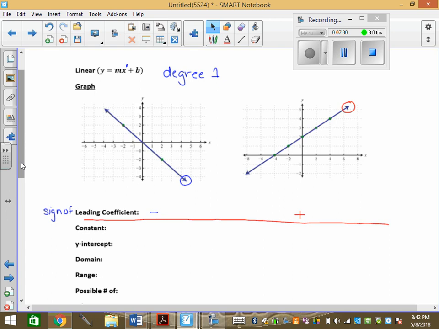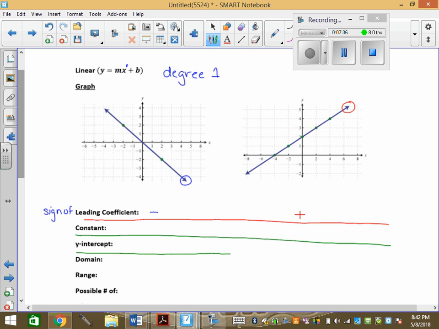The constant is really easy to figure out because the constant is a fancy word for y-intercept. So actually, these two next lines will be the exact same. The y-intercept is 0, so my constant is 0. I don't actually have a constant because it's 0. This one, my y-intercept is 2, so my constant is 2.